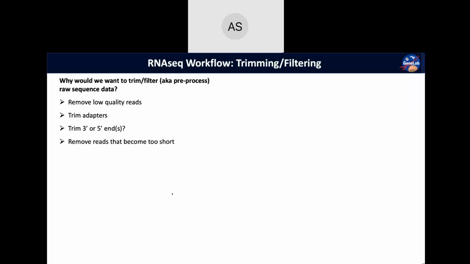It might match too many places. Exactly. Yes, Aylin and Hannah Lee, that is absolutely right. And so we want to make sure that we remove any reads that become just too short because it's just going to be too difficult to map them.